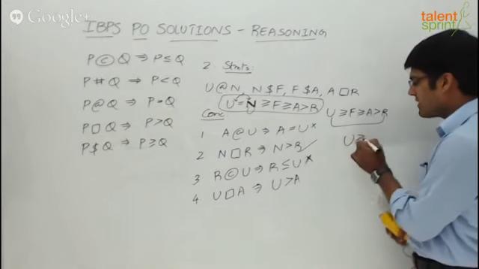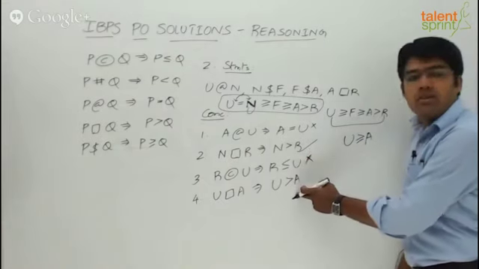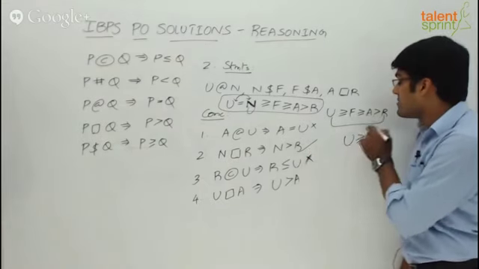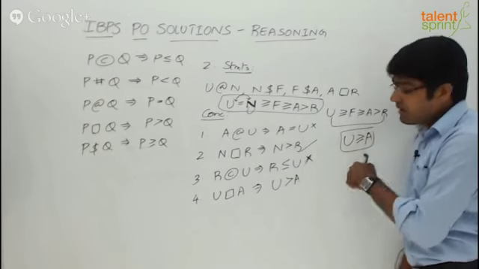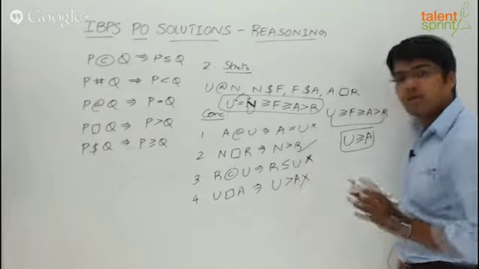From this we can say U greater than or equal to A. But what is given here? U greater than A is given. Is it correct or wrong? It is wrong, because the actual conclusion is U greater than or equal to A. But what we have taken? Only greater than. Hence this is also wrong.